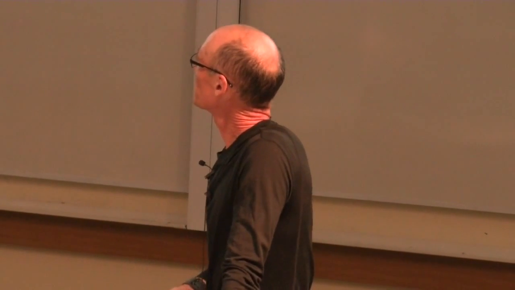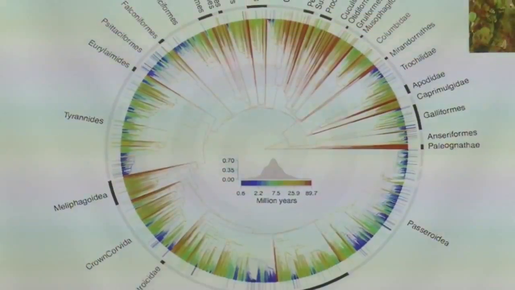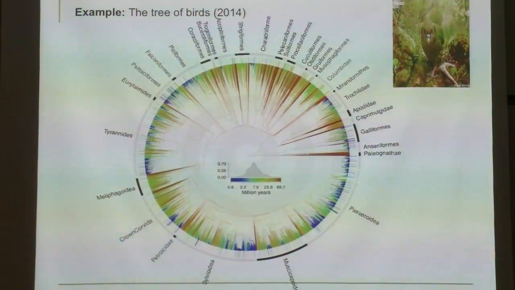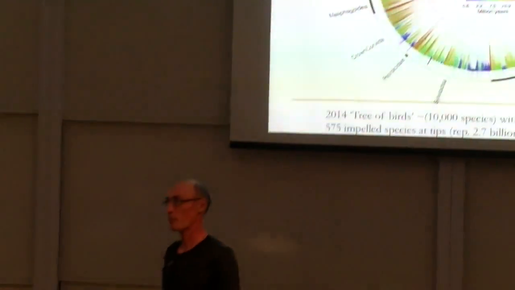This was the tree of birds, for example. There's 10,000 species of birds. In building this tree, they showed exactly how much evolutionary history is endangered. So these 575 species at the tips represent 2.7 billion years of evolution. What is this evolutionary heritage measuring?